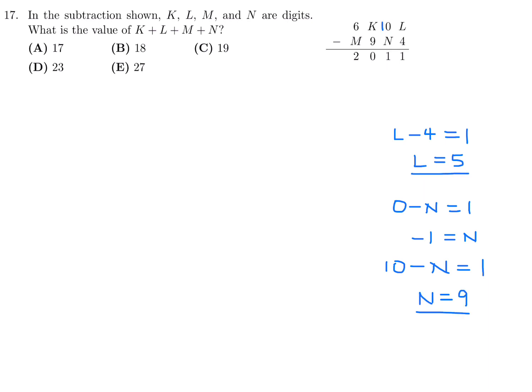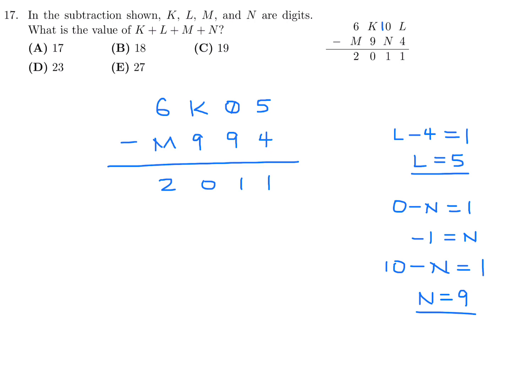Okay, so far we're doing great. So I'm going to write them out. 6, K, 0, and L, which is 5. And then subtract M, 9, N, which is 9, 4. And that is 2, 0, 1, 1. And at this point, it's pretty straightforward, I hope. So this column, we can concentrate on that.